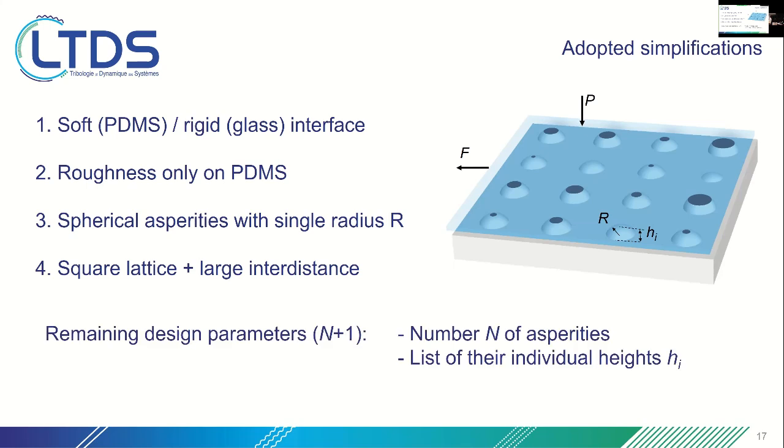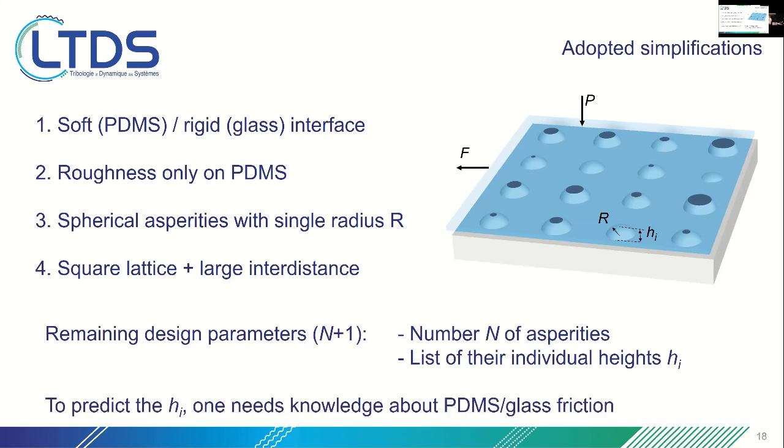Okay, so the design parameters that we have for this type of geometry are n+1: the number n of asperities, plus the list of their individual heights, each height for each asperity. So this is simple now, but we still need to know something about PDMS glass friction before we can predict the list of heights that we need to get a given friction law.